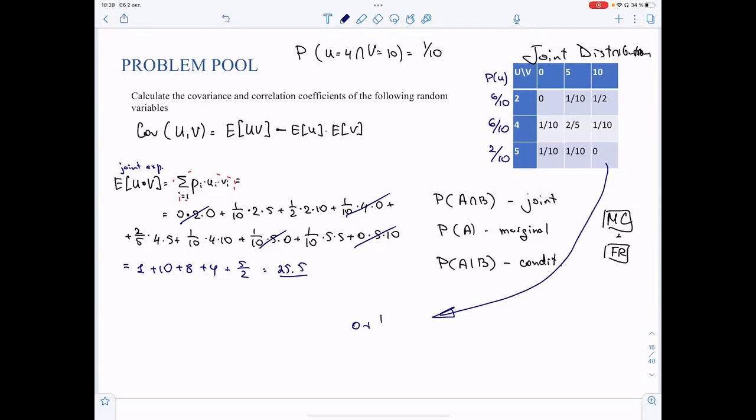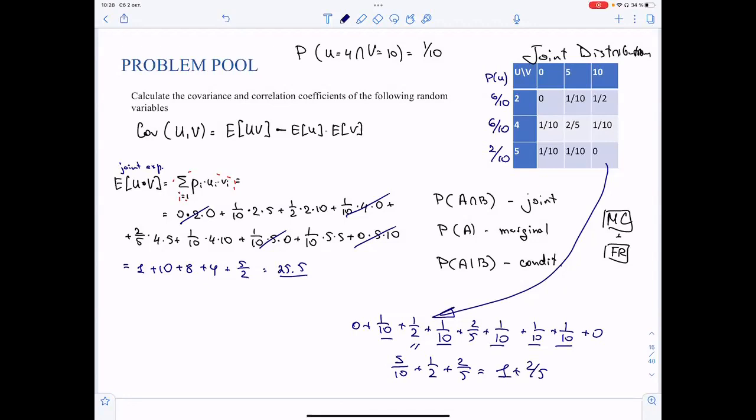So 0 plus 1/10. Now let's recall the prerequisites of the probability distribution. The total sum across all of the possible elementary outcomes must be equal to 1. 1, 2, 3, 4, 5. 5/10 plus 1/2 plus 2.5. And here we get 1 plus 1 point plus 2.5, 2/5. It is not equal to 1.